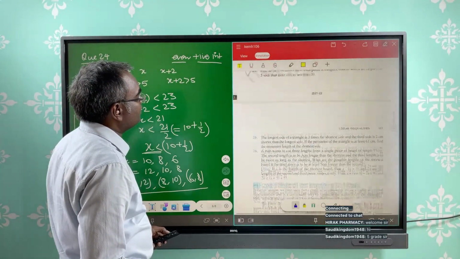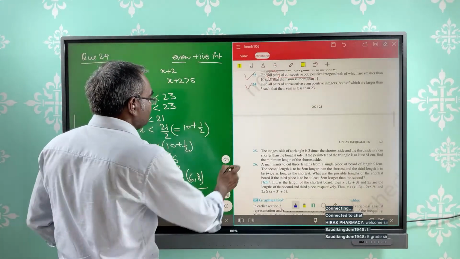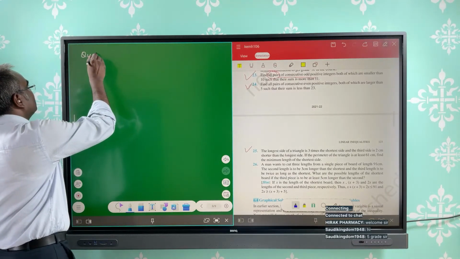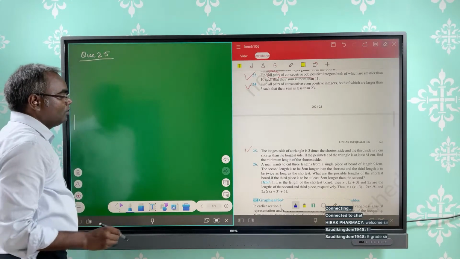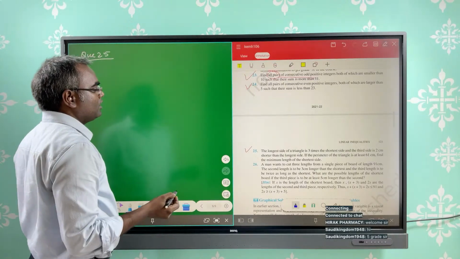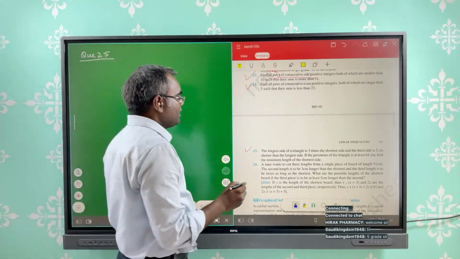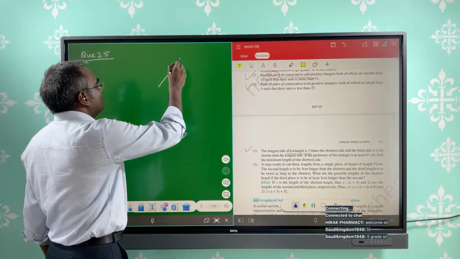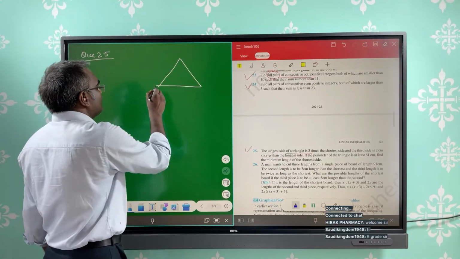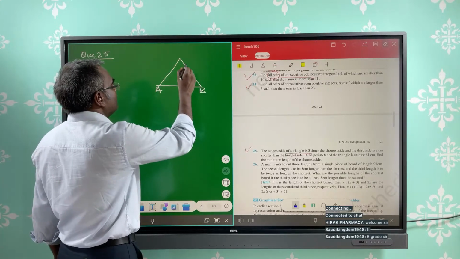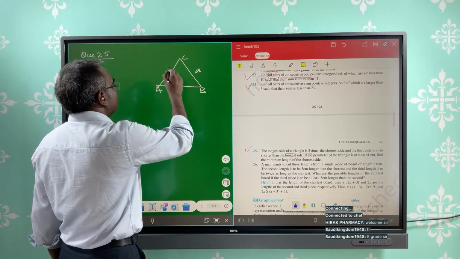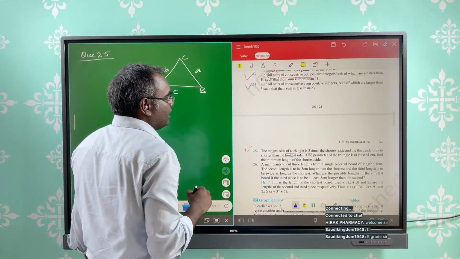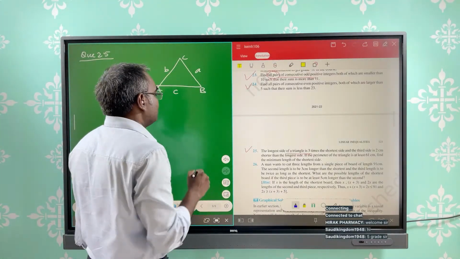Now we will solve the question number 25. So friends, you can solve the problem. So question is the longest side of a triangle. So you know there are three sides of a triangle. So let this is the triangle, triangle A, B and C. Sides are A, B, C. So if it is saying that a triangle is 3 times the longest side.